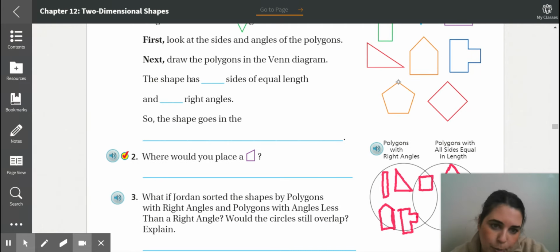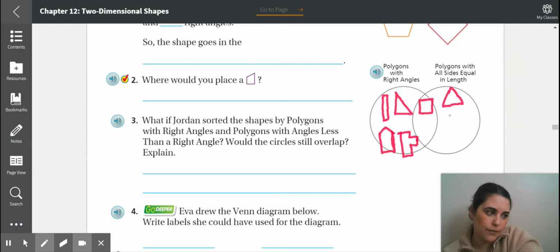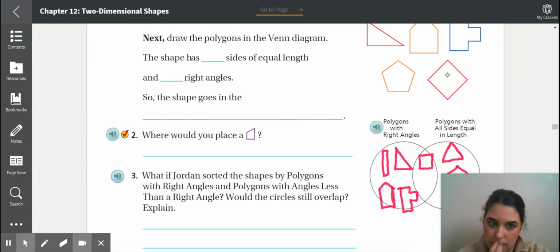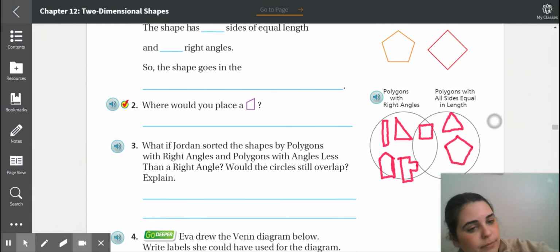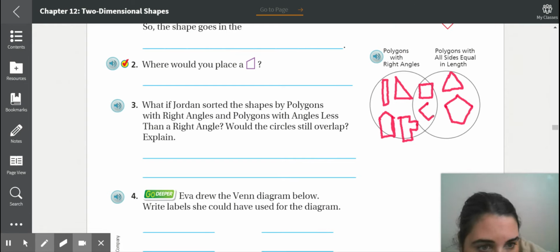And then this shape here has 1, 2, 3, 4, 5 sides. It's a pentagon. Does it appear to have right angles? No. Are all of the sides the same length? Yes. That polygon would go over here. Okay, last one. This square, it has 4 right angles. All 4 sides are the same length. So think about where we're going to put it. If you're thinking in the middle, you are correct.